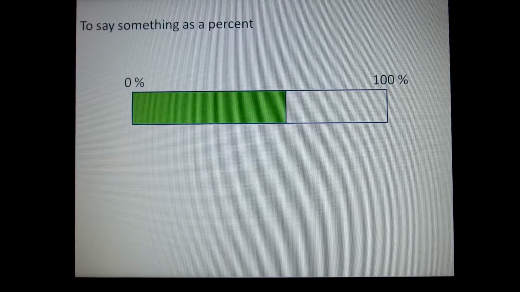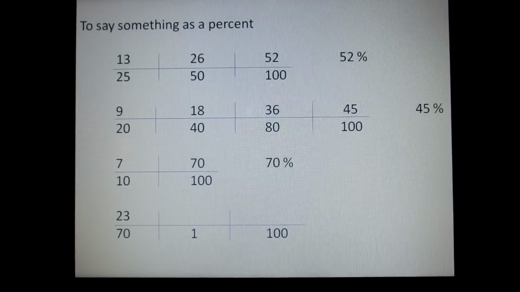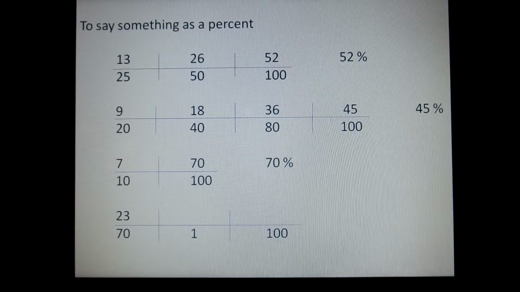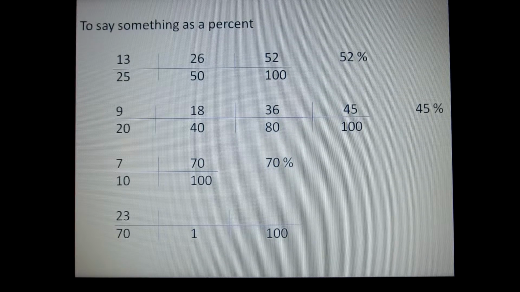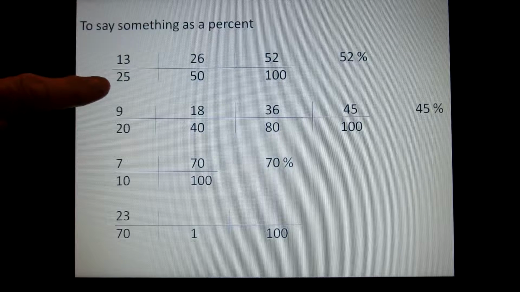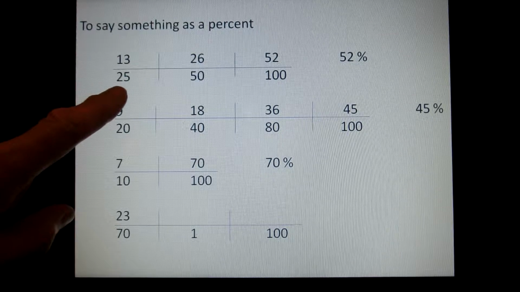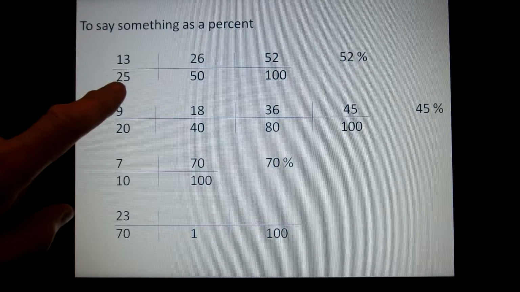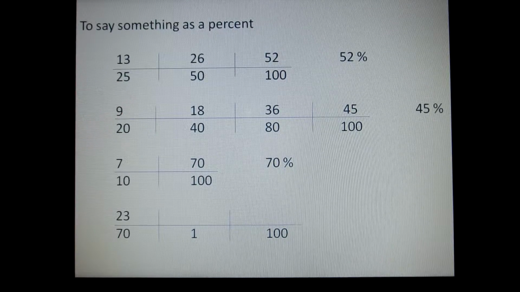So we as humans are quite good at assessing and measuring things in percents. So let's have a look at our ability to say something as a percent. Here I'm using ratio tables to help me keep organised and hopefully keep my working on track. If somebody scores 13 out of 25 in a test, and we want to say that as a percent, what we want to say to ourselves is, what would they have scored if the test had been marked out of 100?